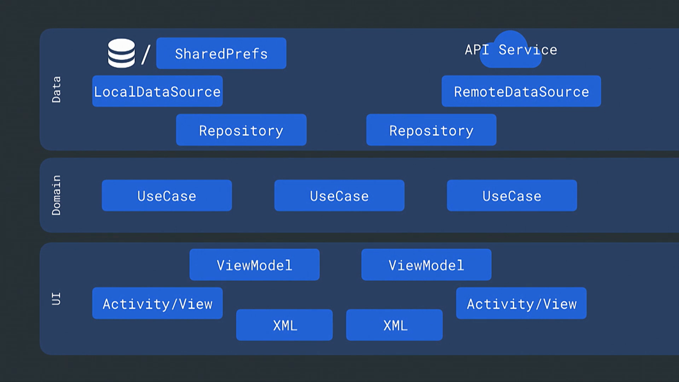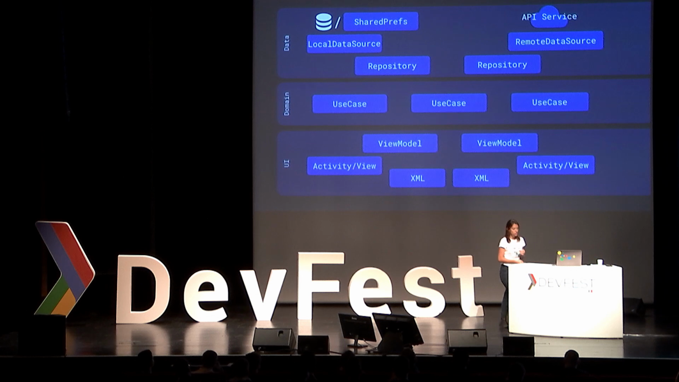Both of these two, the local data source and the remote data source, will be used by a repository. In the domain, we would have use cases. And then in the UI, we would work with view models, activities, and XML. Because we wanted to create a common language in our team, we wanted to make sure that when we're talking about the local data source, we all mean the same thing. We ended up creating a set of rules for each of these classes.